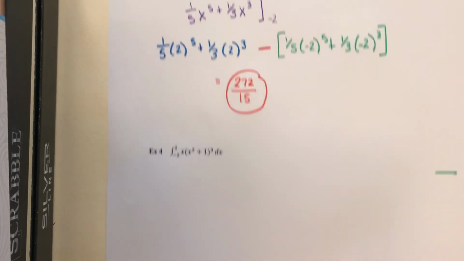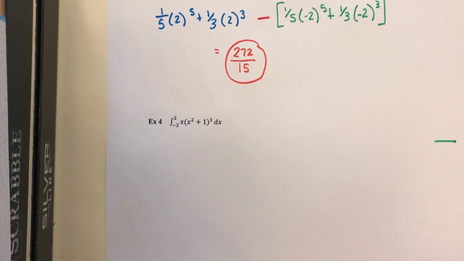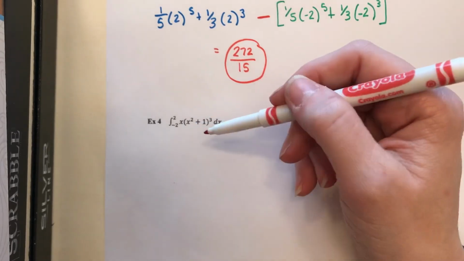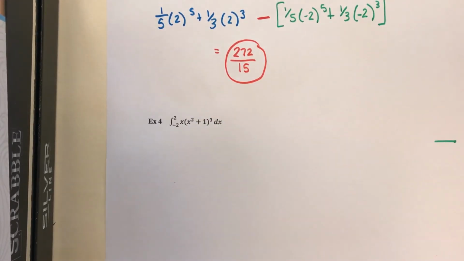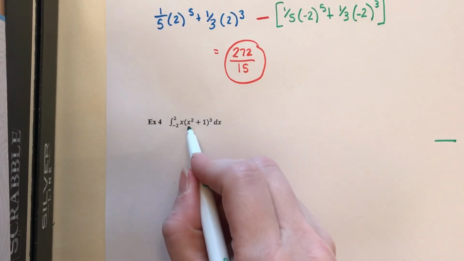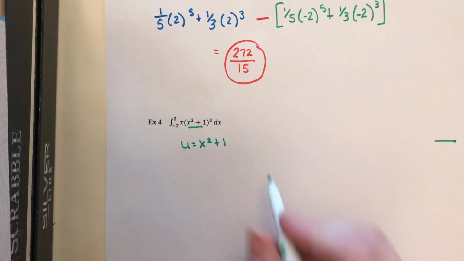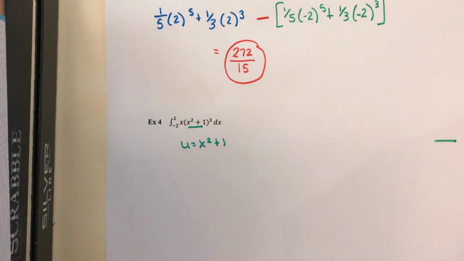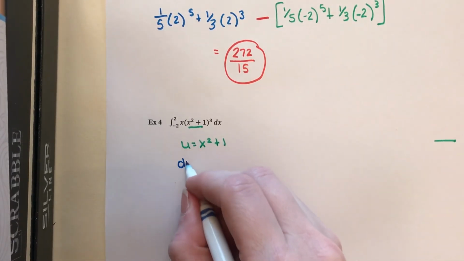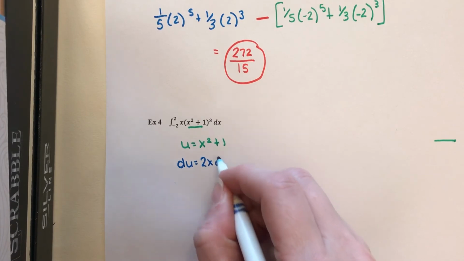Okay, moving on to number 4. So number 4, I could cube this and distribute, but that's going to be a lot of work. So this is going to be a u substitution. So I'm going to start with my inside part. I'm going to set u equal to x squared plus 1. du would be 2x dx.